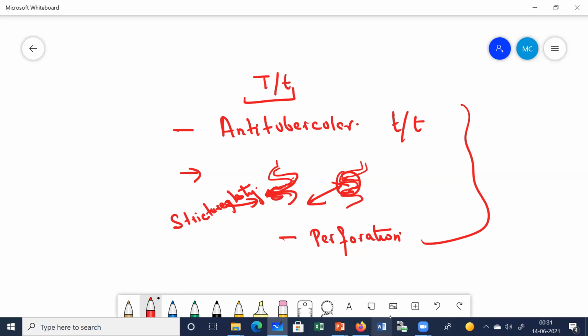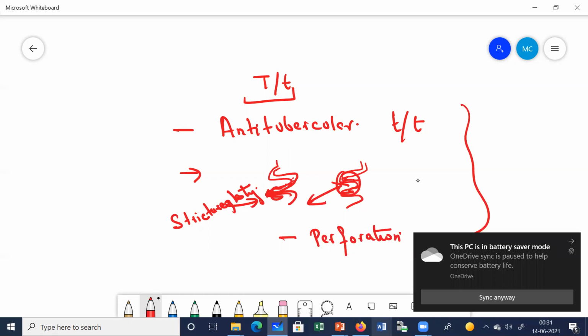So these are the investigations which you will do: the CT scan abdomen, ascitic fluid examination, biopsy, colonoscopy. And ultimately we came to the treatment, where I told you that antitubercular drugs are given. And if there is development of strictures, we carry out strictureplasty. And if there are multiple strictures involving a particular segment of the intestine, we carry out resection of that particular segment of intestine. And if there has been perforation, then we accordingly do the treatment of perforation. Okay, so this is all about your abdominal tuberculosis.